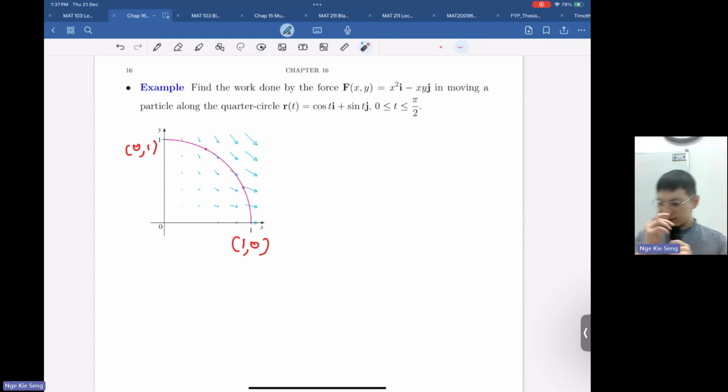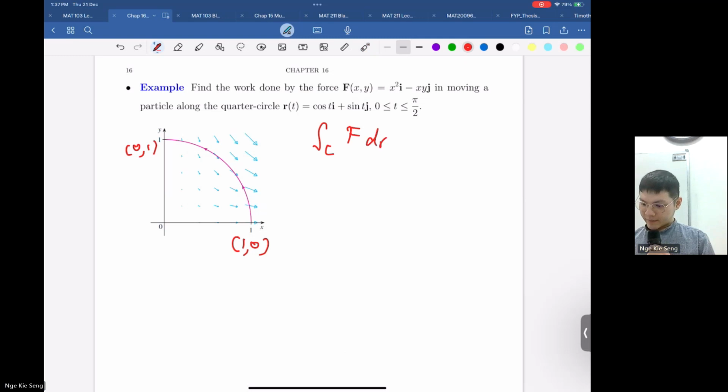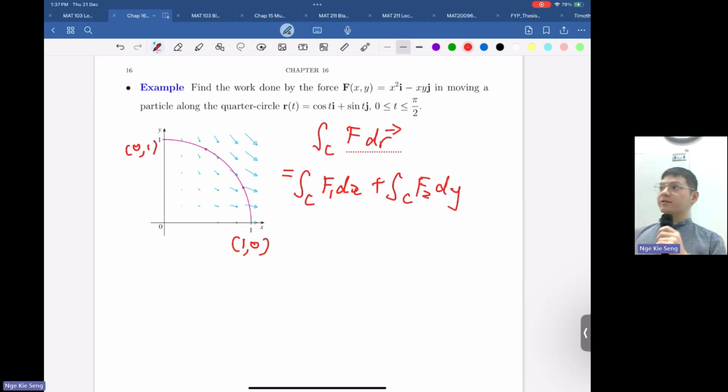So what's the method we taught just now? How to compute this work done? We split into components, dx, dy, dz. Here we have 2 components, so f1 dx plus f2 dy. We split the work down into components first. This is the result of the dot product.